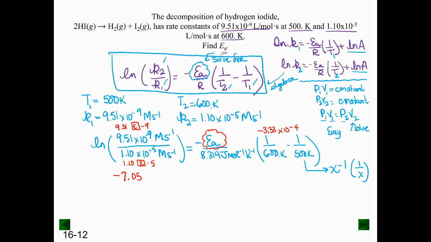Okay, so you can pause me and go ahead and solve for E of A and make sure that you know how to algebraically deal with all of these numbers. So you can pause me. I got 1.76 times 10 to the 5th joules per mole.